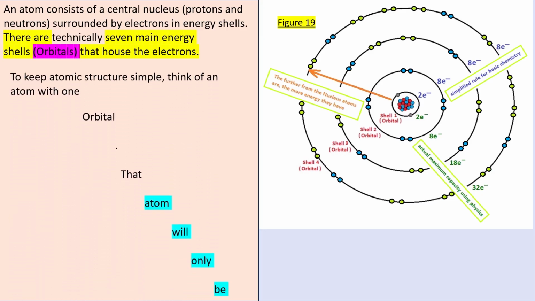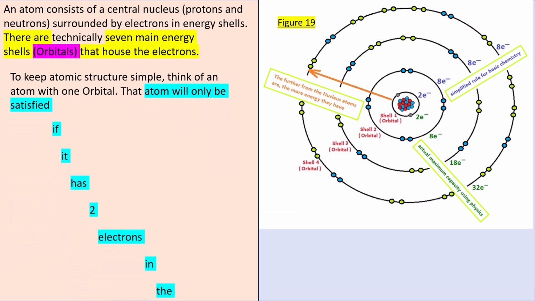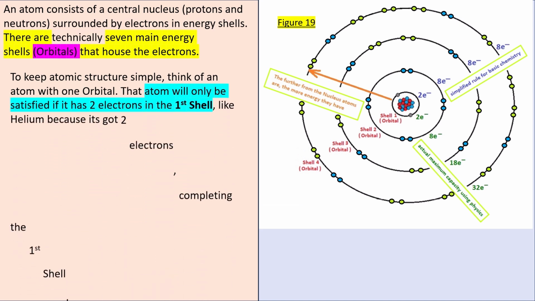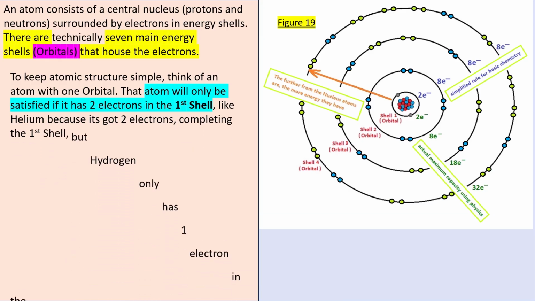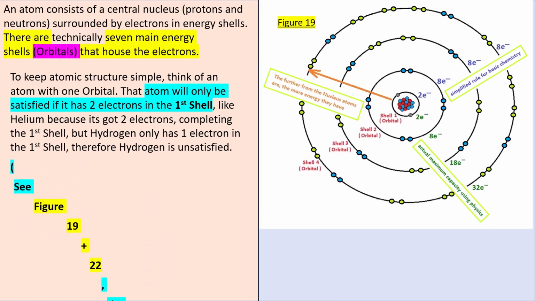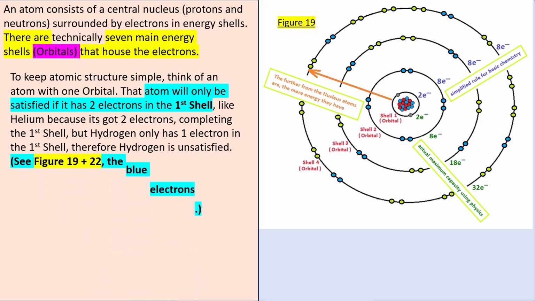To keep atomic structure simple, think of an atom with one orbital. That atom will only be satisfied if it has 2 electrons in the first shell, like helium, because it has got 2 electrons, completing the first shell. But hydrogen only has 1 electron in the first shell. Therefore, hydrogen is unsatisfied. See figures 19 and 22, the blue electrons.